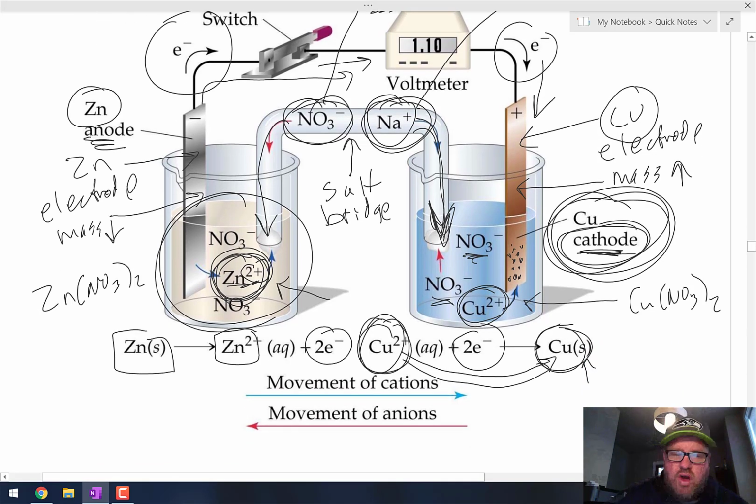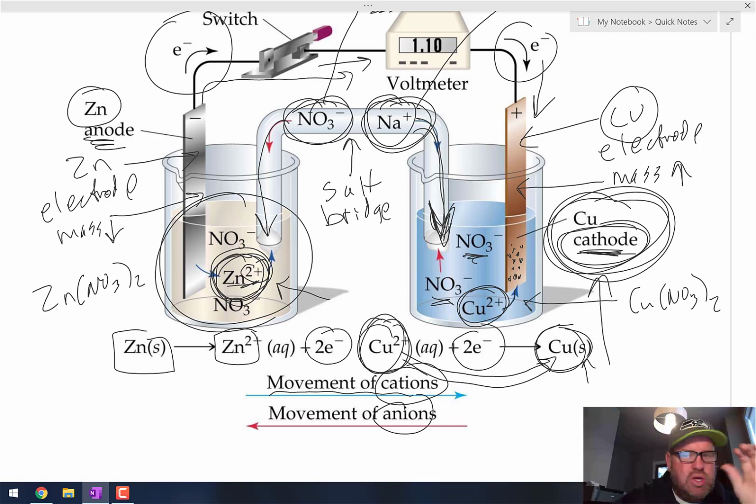Okay, so notice down here it tells you the movement of cations. And again, it's not always to the right and the anions to the left. It depends which side is the anode and which side is the cathode. Does the anode have to be on the left? Of course not. Does the cathode have to be on the right? Of course not. But in this case, the cations are flowing to the right because the cathode is on the right-hand side. And the anions are flowing to the left because the anode is on the left-hand side.